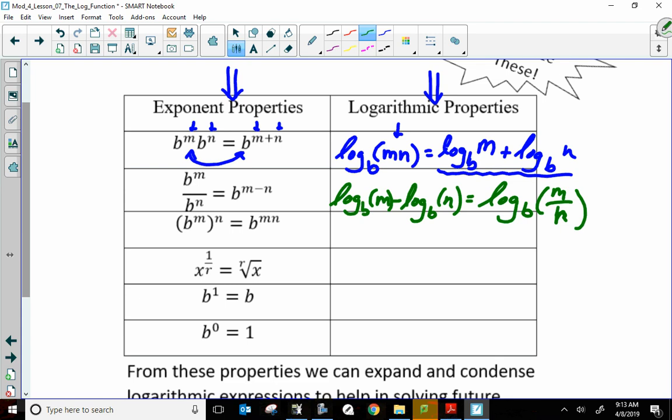I can put that in one log and just divide them. Just like these two right here, if I'm adding them, I can put them in one log and multiply them. All right, this next one comes in handy. I'm going to tell you that right now.